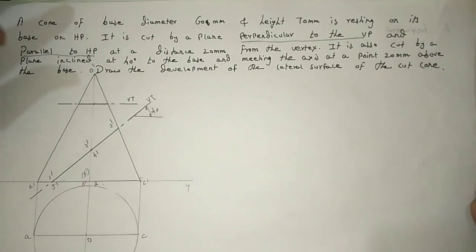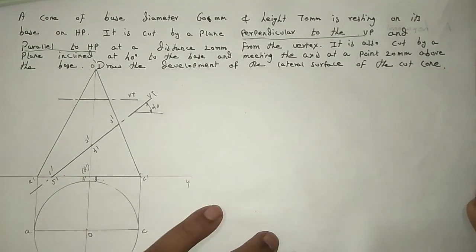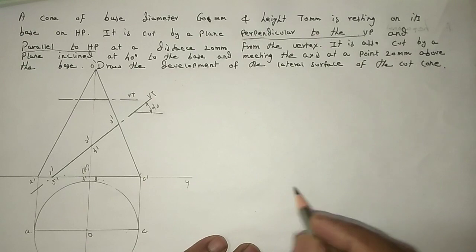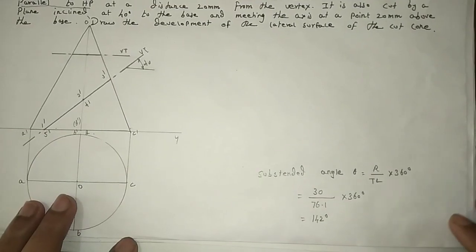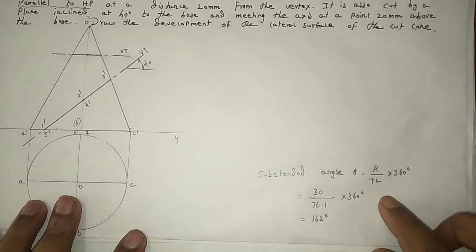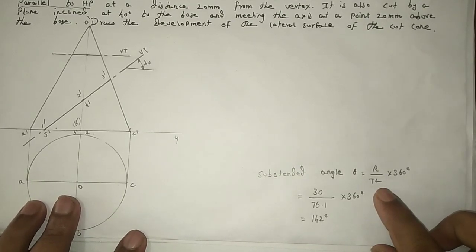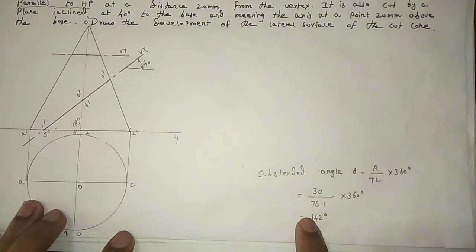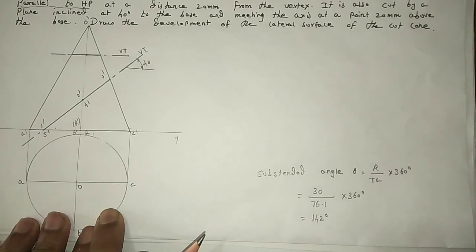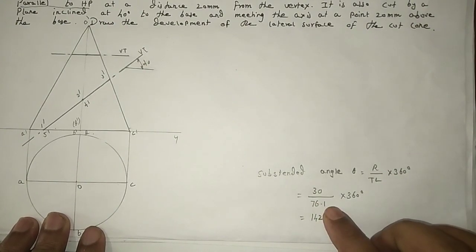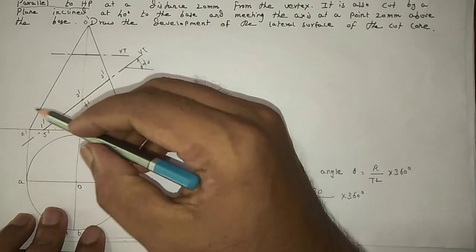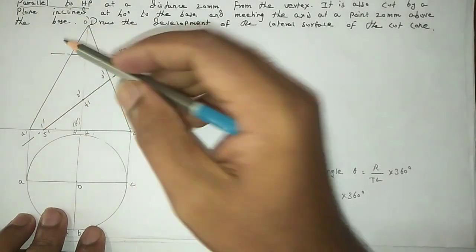So for drawing the development portion, we need to find the subtended angle. The subtended angle formula is theta equals r by true length into 360 degree. The r value is the radius of the circle. Diameter is 60, so radius is diameter divided by 2, which is 60 divided by 2, 30, divided by true length. Here the true length is this line. This slanting line is the true length.